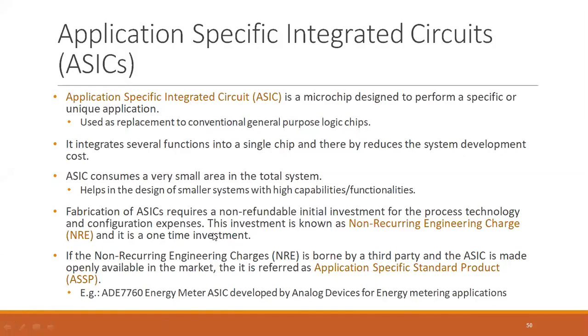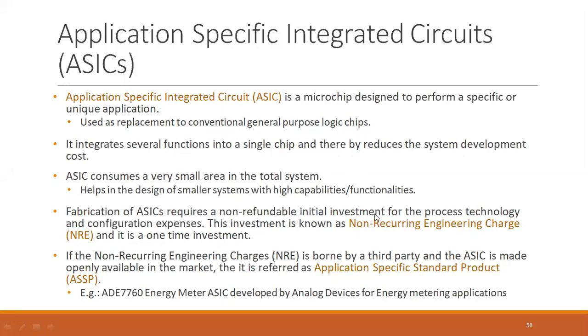Fabrication of ASICs requires a non-refundable initial investment for the process technology and configuration expenses. Right? Once you start the ASIC, that is application specific integrated circuits, you don't expect anything back from the initial investment. Once you start fabrication and start marketing it, you'll get the value. This investment is known as a non-recurring engineering charge, and it is a one-time investment, right?